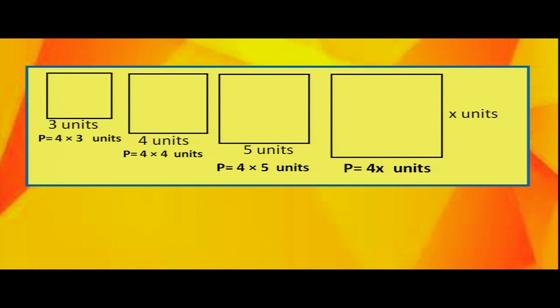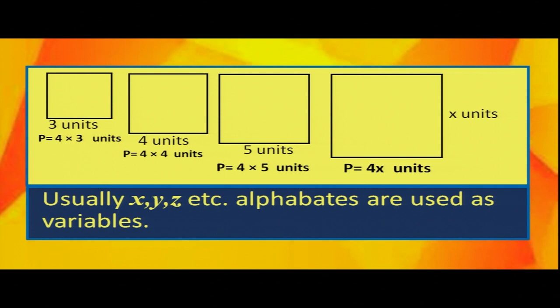Why is it a variable? If we look at these steps, in each square 4 is the constant, and what is changing? The length of the side is changing. That means here the length of the side is our variable, which is taken here as x. Usually in case of variables, you use the alphabets x, y, z, etc.